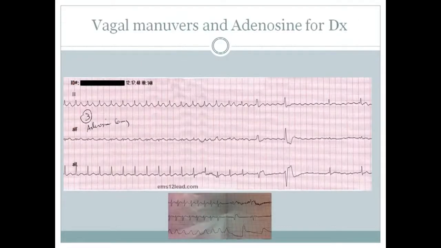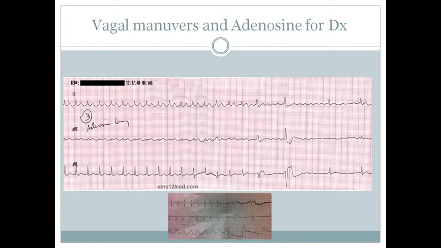Vagal maneuvers or adenosine for diagnosis. What is the diagnosis here? Come on, guys. I've been talking for about an hour and you guys cannot tell me what the diagnosis is here. Flutter. It's a flutter. So this was a very fast, regular rhythm, narrow complex tachycardia.